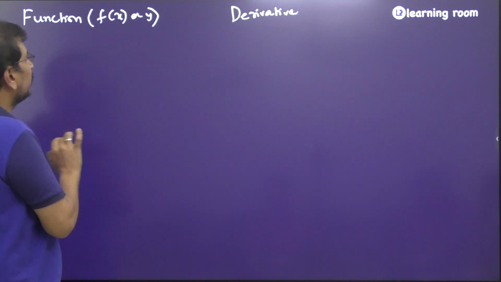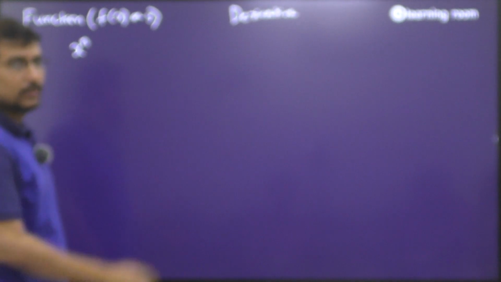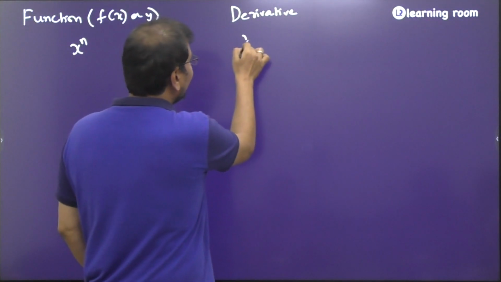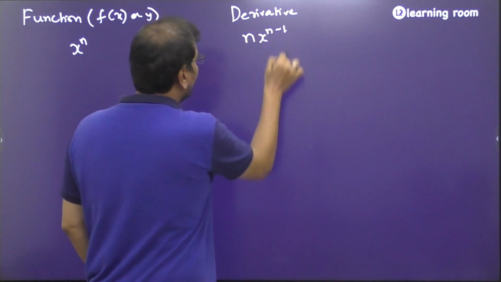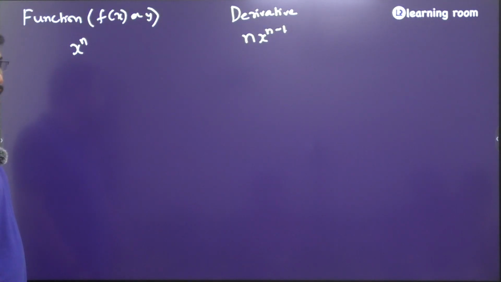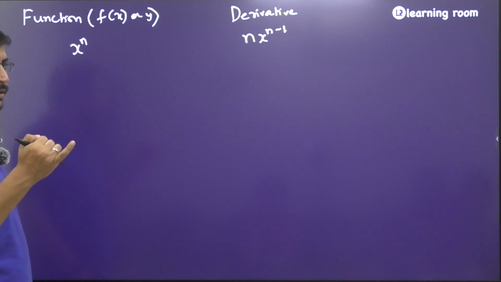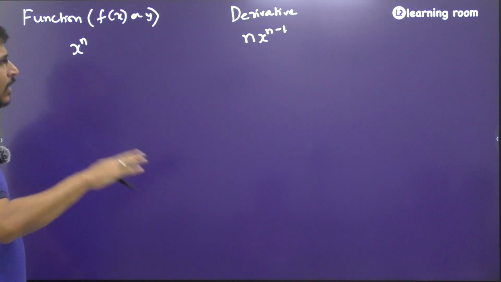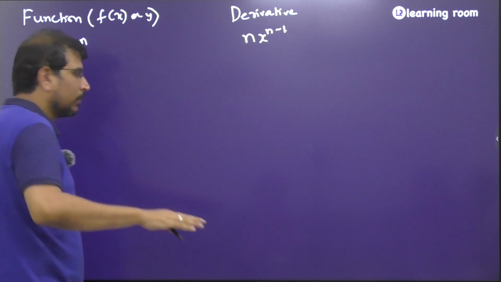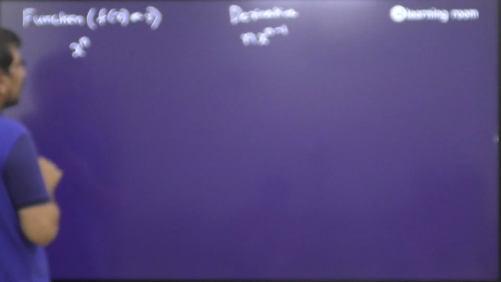Suppose I have a function like this, x power n. The derivative of this function is given as n into x power n minus 1. I told you, don't ask me the reason. Now I can't tell also. You need to know the binomial theorem and all those things to derive it. As of now, don't worry. It's not a part of your headache. So the derivative of x power n is n x power n minus 1.